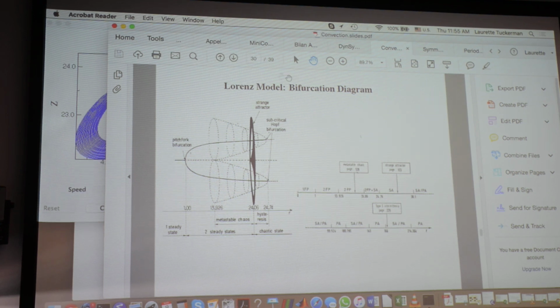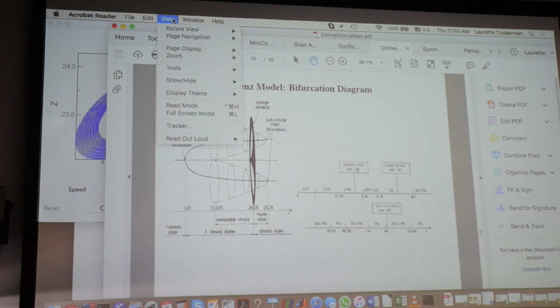It looks as though there's a lot more to go, 39 slides, but there isn't, because the rest is qualitative.